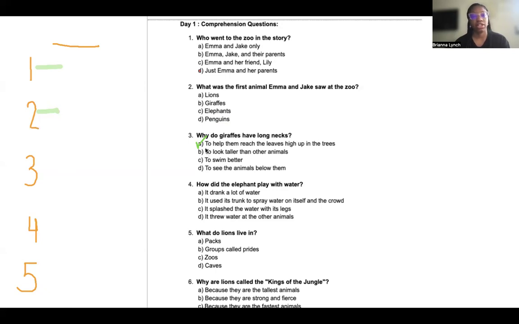They look taller than other animals. Nope, we didn't read that. To help them swim better? No. To see the animals below them? No. Slash that trash, right? Now, the story may have mentioned them being taller than other animals, but it did not say that's why their necks were long. All right. So now we got to circle our answer, and our answer for this one will be A.